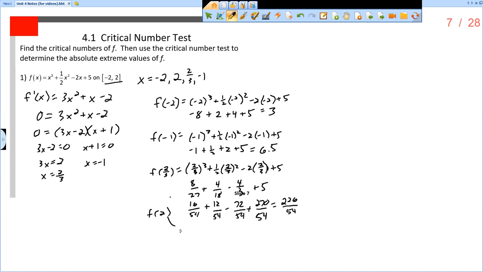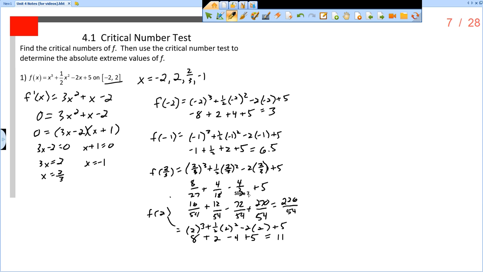All right, and then lastly, f of 2. And so that's going to be 2 cubed plus half of 2 squared minus 2 times 2 plus 5. So 8 plus half of that is 2, minus 4 plus 5. So 8 plus 2 is 10, minus 4 is 6, plus 5 is 11.